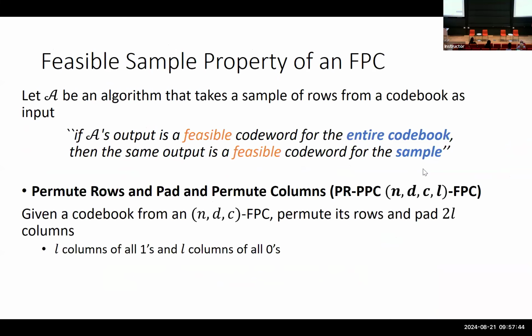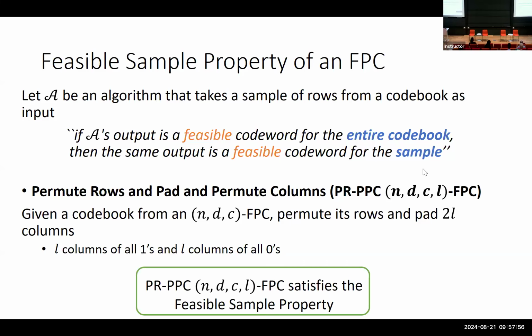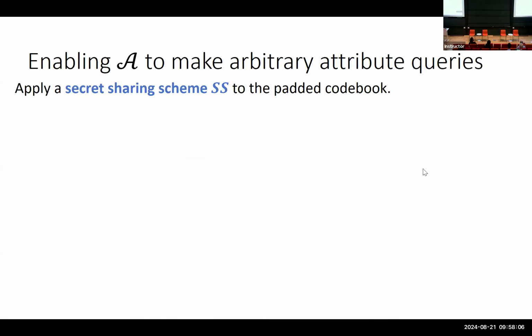And we basically show that this variant of fingerprinting codes, where we permute rows and pad and permute columns, will actually satisfy this feasible sample property. So now in our proof, we're going to be using this version of fingerprinting codes to generate our code book. Okay, so that's great. That's like the first step.